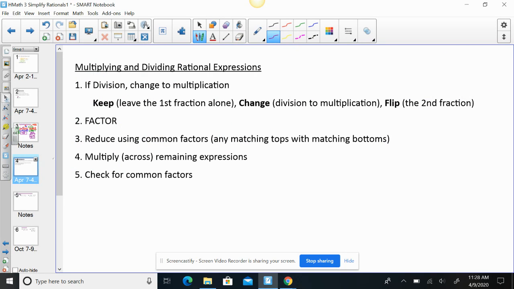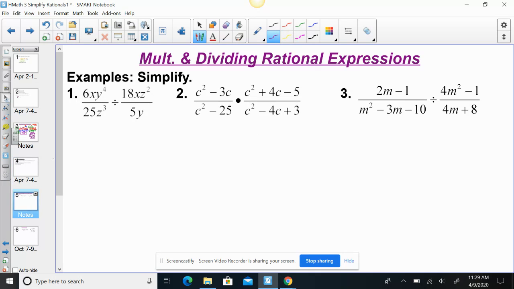The next part we have to do is multiplying and dividing rational expressions. So if it's dividing, it's going to be the same steps, except for the first step you're going to keep, which means you're going to leave the fraction alone, change division to multiplication, and then flip your second fraction. Then it's pretty much the same steps as simplifying. So you want to factor any expressions, then you're going to reduce using common factors, multiply across, and then we just want to double check that we did not miss any common factors. So let's look at some examples of these.